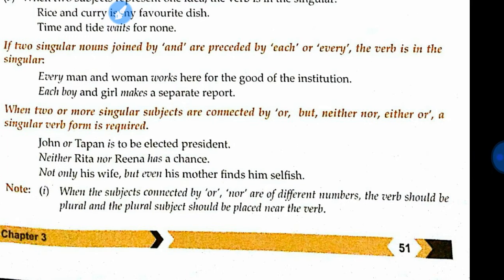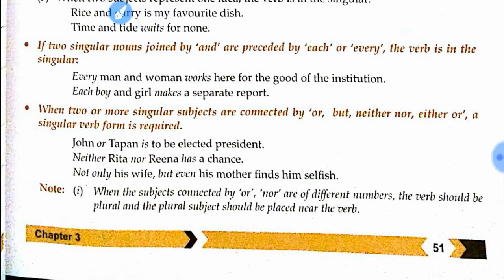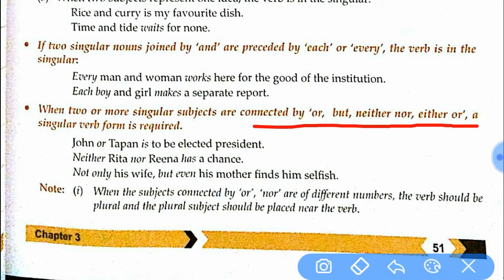So let us see the next rule. When two or more singular subjects are connected by or, but, neither, nor, a singular verb form is required. That means whenever a sentence is joined by or, but, neither, nor, etc., the verb will be singular. John or Tapan is to be elected president. So is is the singular form of the verb.